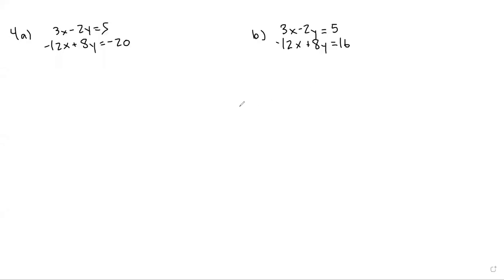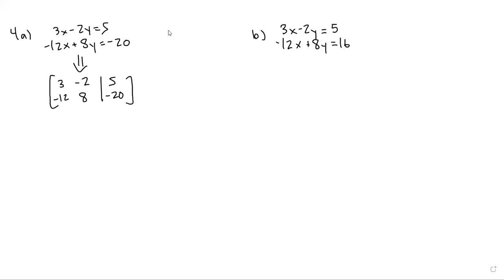We have got two very, very similar looking systems of equations here. And what we're going to find is that the constant parts on the right of the equation are going to make all the difference as far as what the solutions look like. So we'll start by approaching the one on the left, and we're just going to go ahead and put it into an augmented matrix. So 3, -2, and 5, -12, 8, and -20.